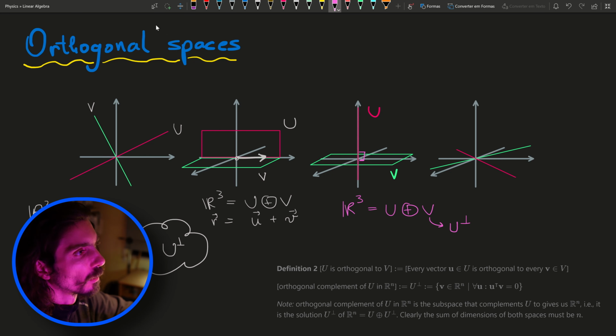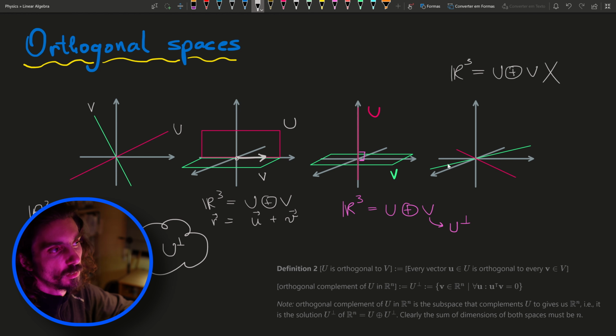Now, on this fourth example, I have here two lines, essentially living on the xy plane here. Again, in this case, it's not the case that R3 is U plus V. This is false. Because I can never write a vector, for example this vector, as some combination of the green and pink vector. Never. Because by combining those two vectors, I'll always live on the xy plane. I never leave that. So this is not true.